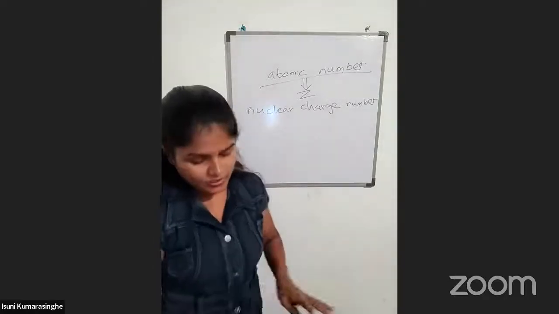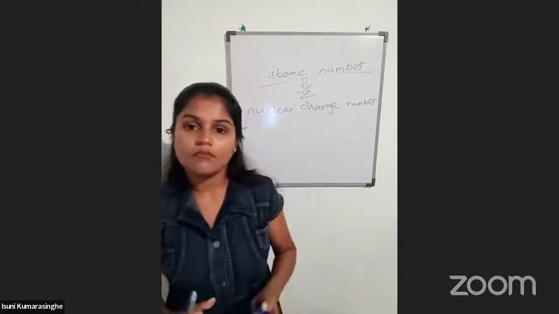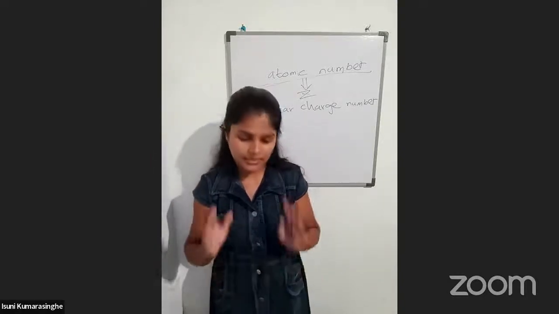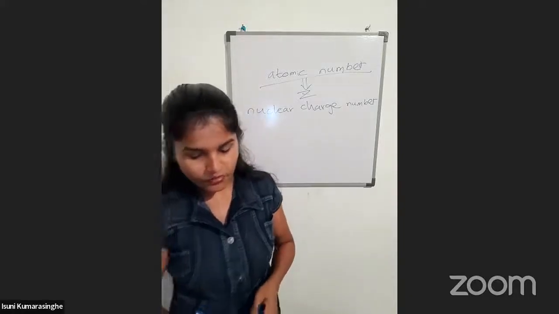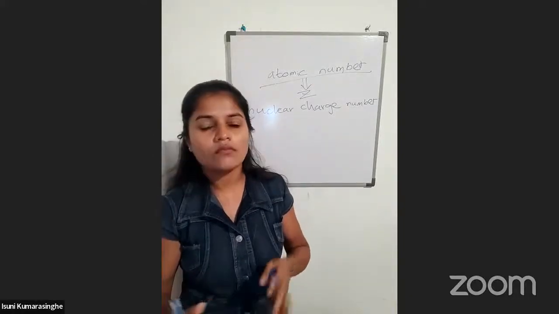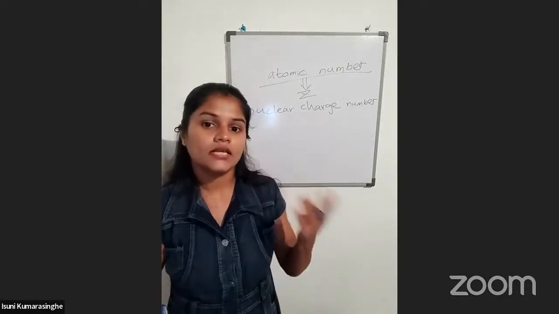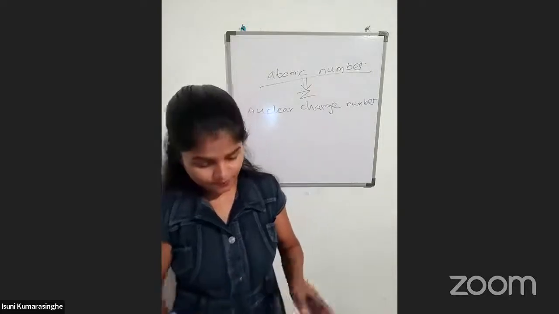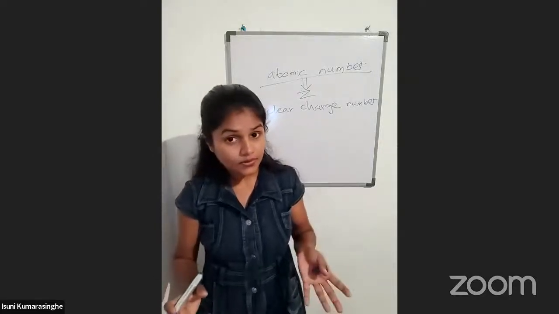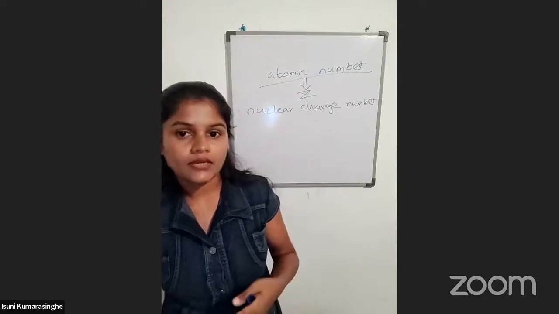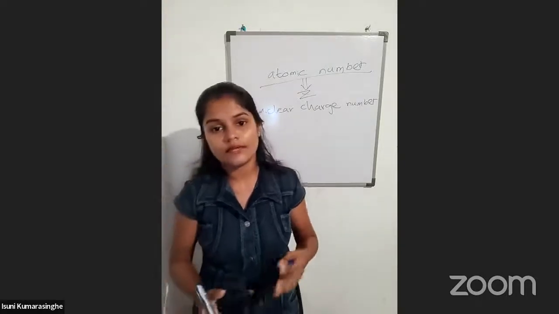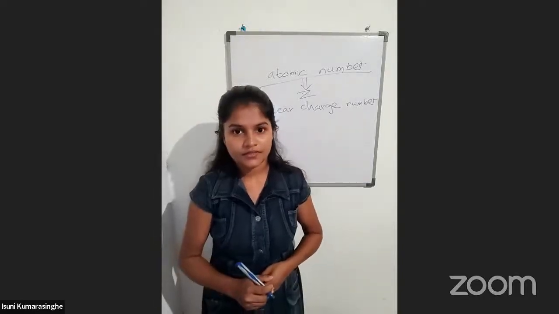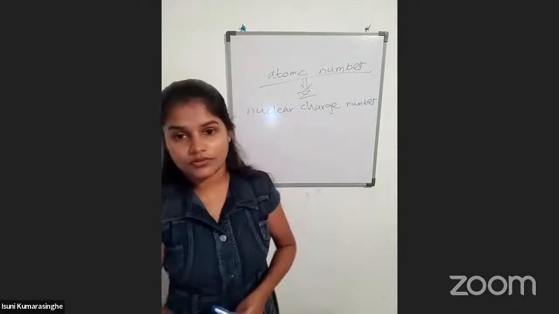We can elaborate this one as the charge number of the atomic nucleus. This number lets us know how many protons are available in the nucleus. If the atom is neutral, you can also find out how many electrons are available in that atom as well.